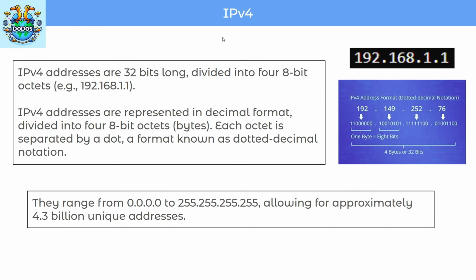We are going to begin with IPv4. IPv4 addresses are represented in decimal format, divided into 4 8-bit octets, and each octet is separated by a dot, a format known as dotted decimal notation. They range from 0.0.0.0 to 255.255.255.255, allowing for approximately 4.3 billion unique addresses. So this is your typical IPv4 address, and this is how it looks. It's broken down.